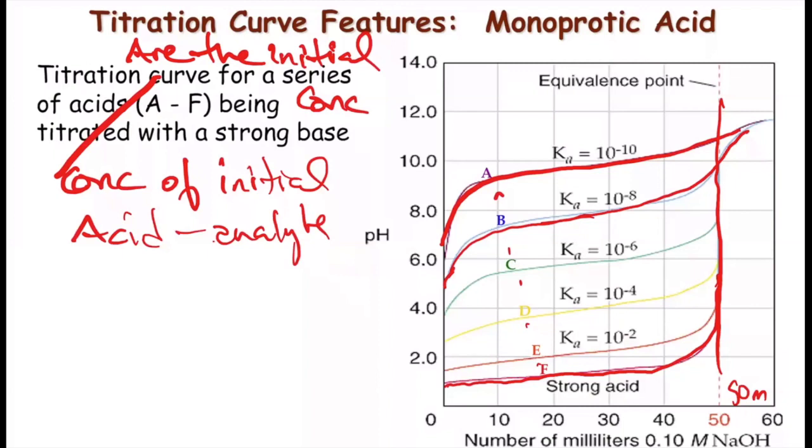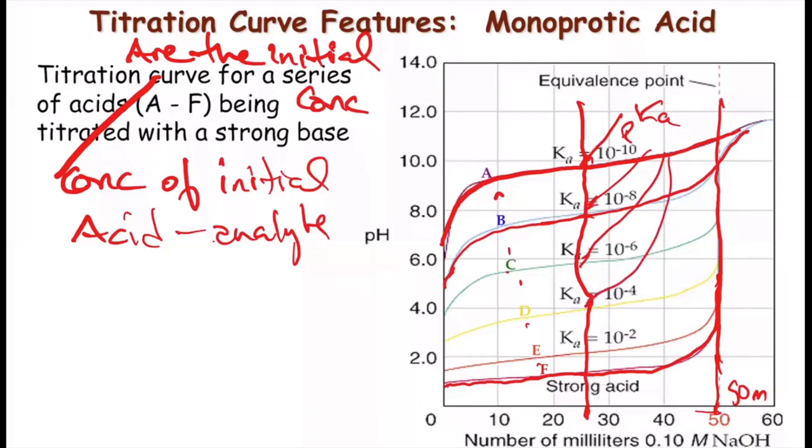But the other important feature that I want you to see from this curve is that 50 mils is here. Half of that is 25 mils. This right here, where it intersects each one of these curves, is your pKa. pKa for C, pKa for D, pKa for E. There is no such thing as a pKa for F. Why? Because that's a strong acid. Strong acids don't have pKas. They don't have Kas, so don't try and find it.